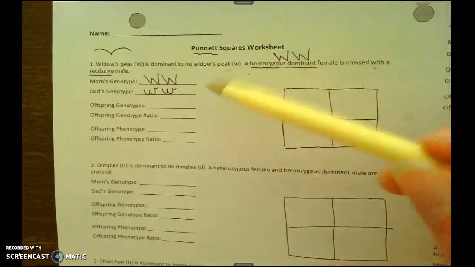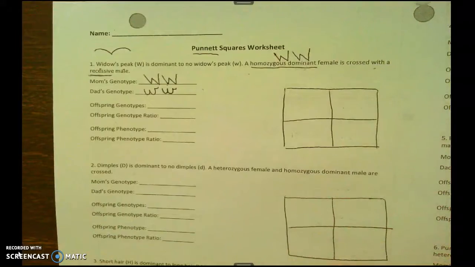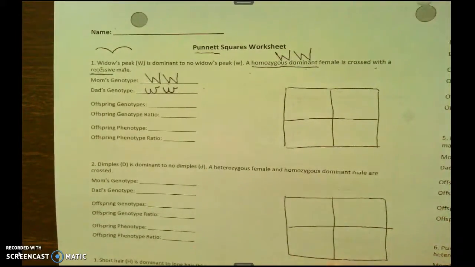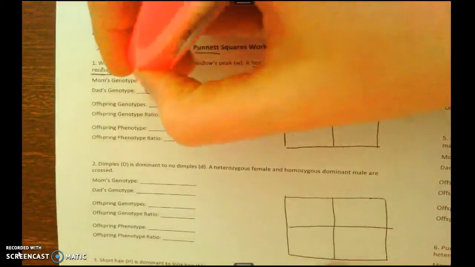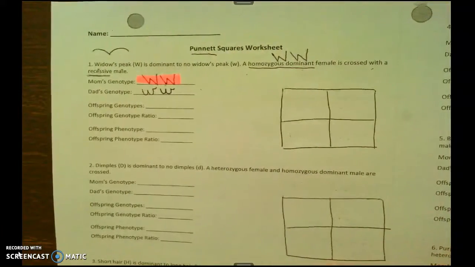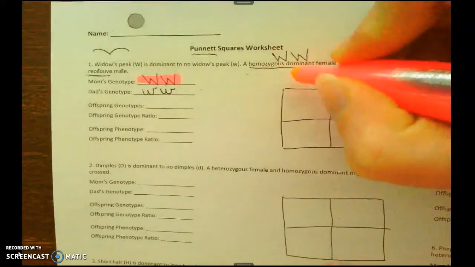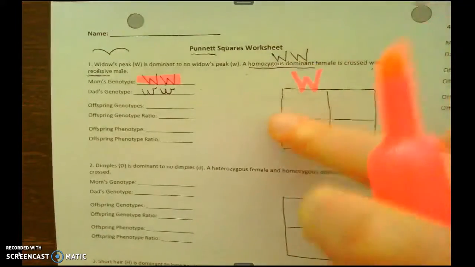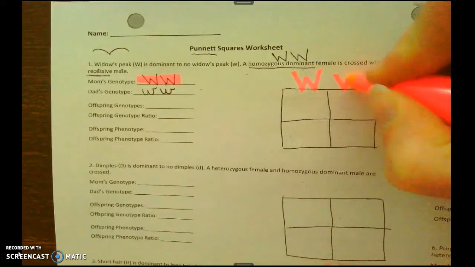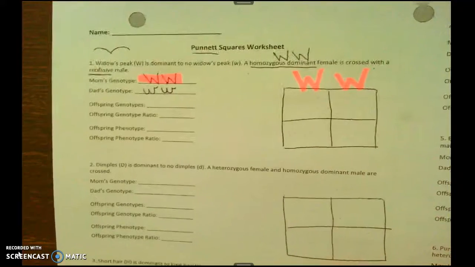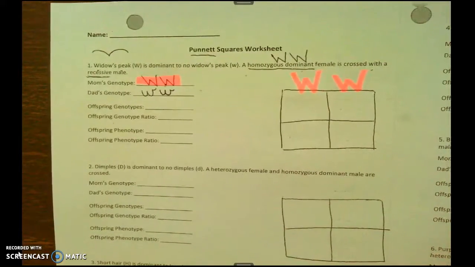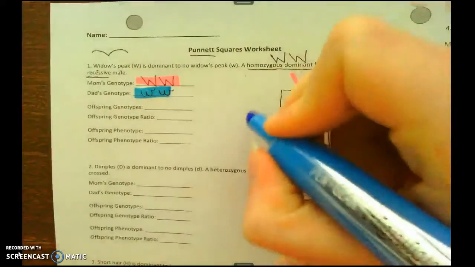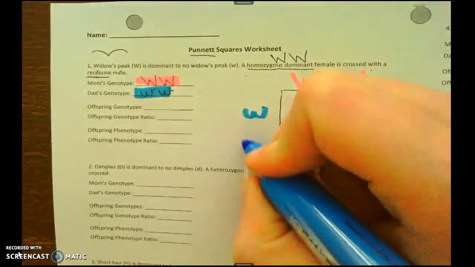So now that we know our genotypes, it's time to place them on our Punnett square. So our mom is homozygous dominant. I'm going to place her on the top. I could place her on the side, but I'm going to decide to place her on the top. Again, I like to use different colors. It helps me look at this. You can use 2 colors or you can just use your pen, whatever you'd like. And our dad, he is recessive, so he's going to go on the side.